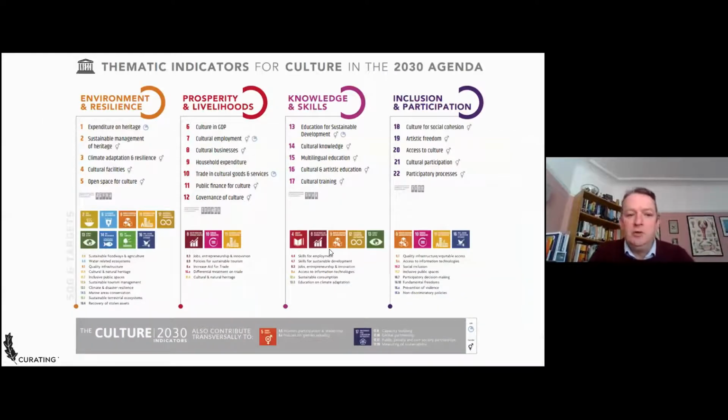And so if we look at, I don't expect you to take in all of this, but these are a set of thematic indicators that UNESCO put together for how culture contributes to the 2030 agenda and the SDGs. And just to say that of the four categories here, one quarter of them are around inclusion and participation.